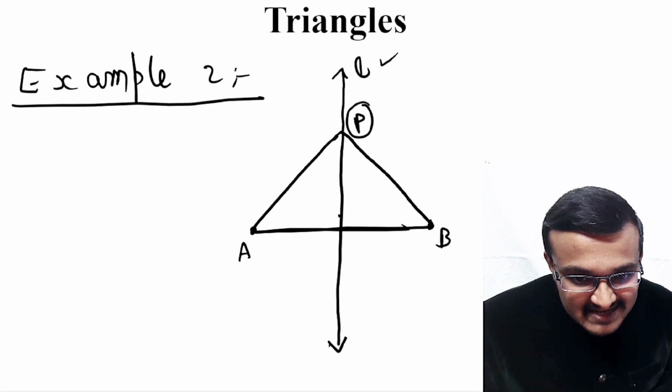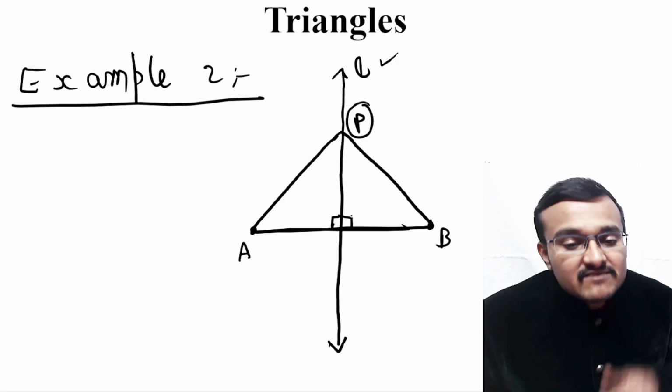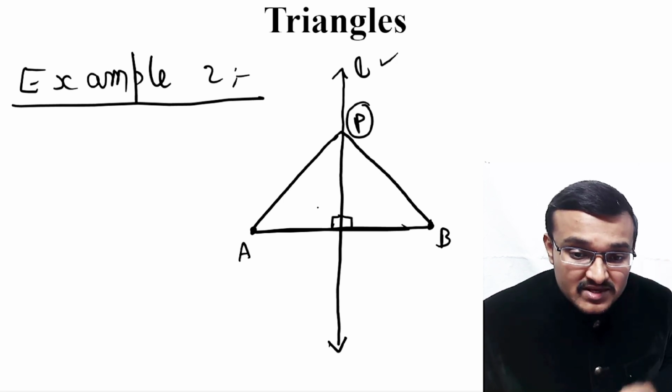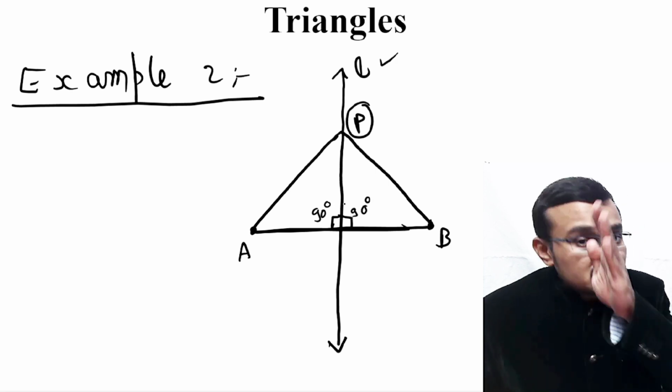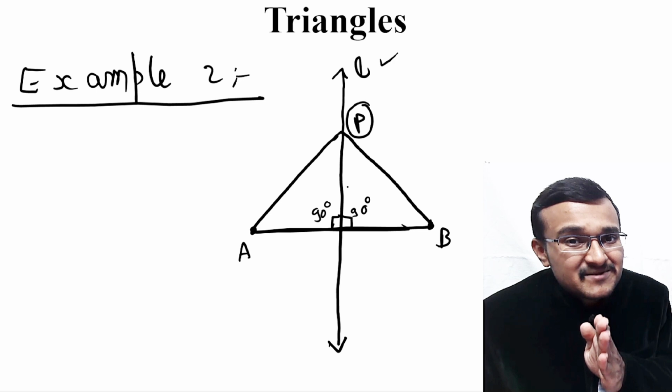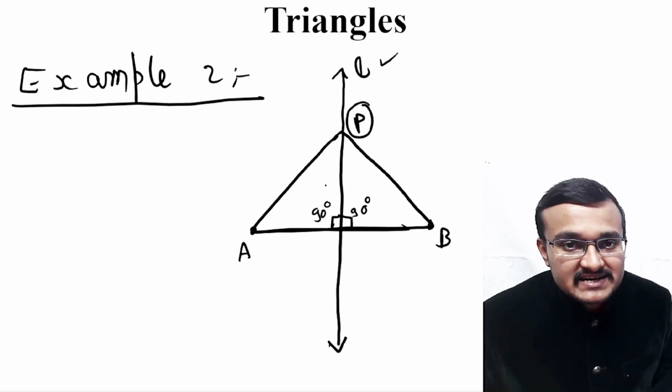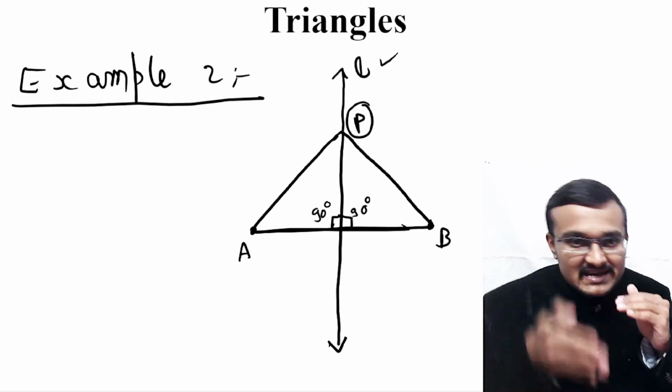So this angle and this angle will be 90 degrees. This angle is 90 degrees and this angle will also be 90 degrees, because this line is a perpendicular bisector of the straight line AB. So AB is one line, L is one line.